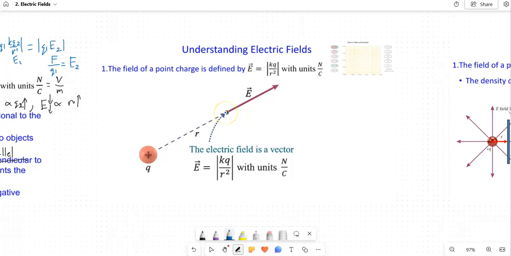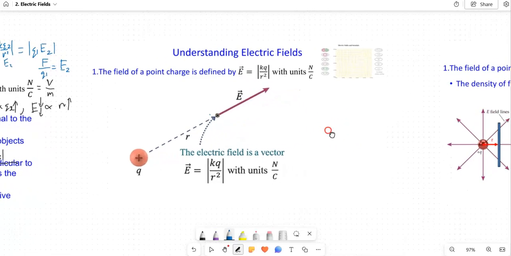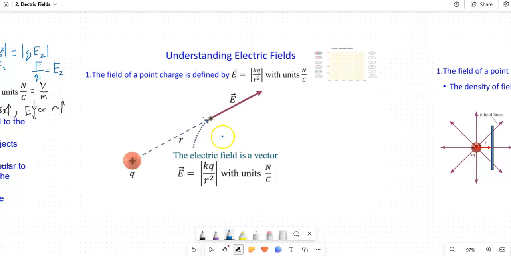to where you place the electric field sensor. Now, the electric field sensor doesn't have a charge on it. It just detects electric fields. Okay, so we are thinking of the force equation, but just without the Q1, right? And again, the units will be in newtons per coulomb.